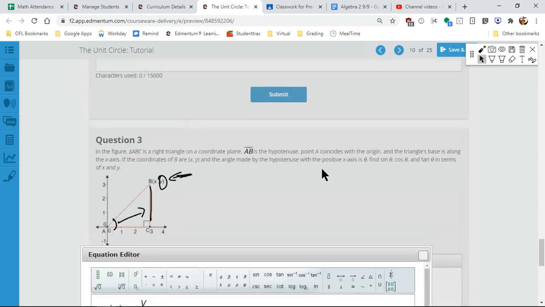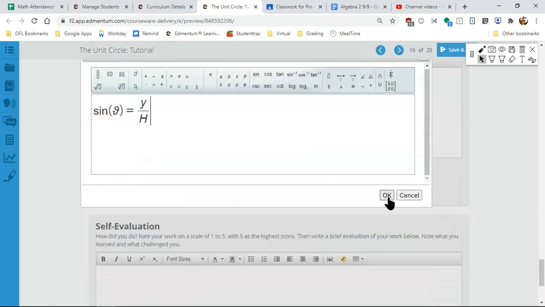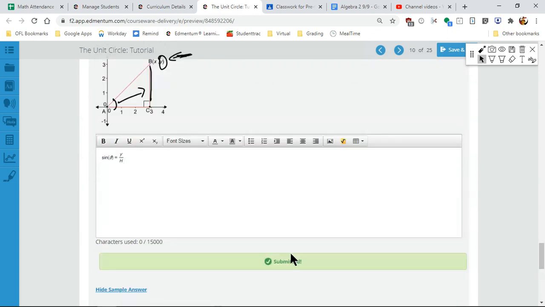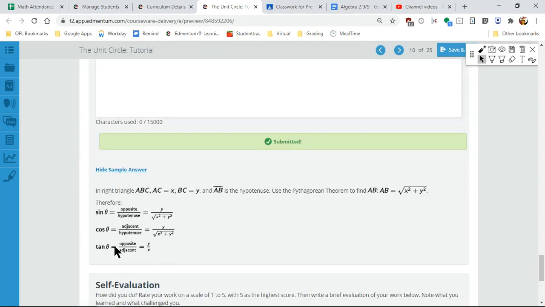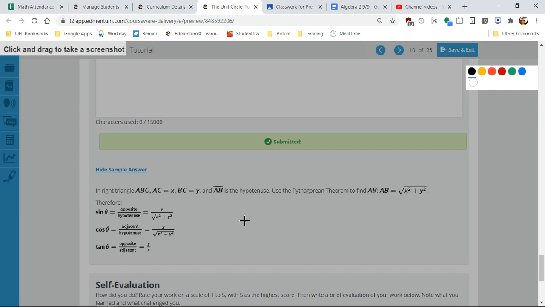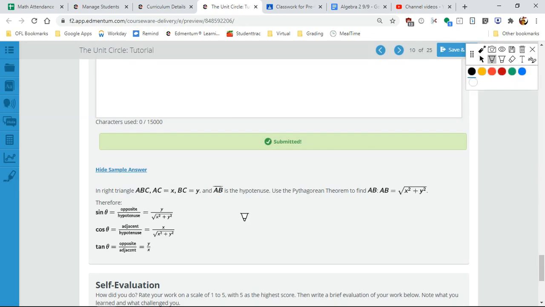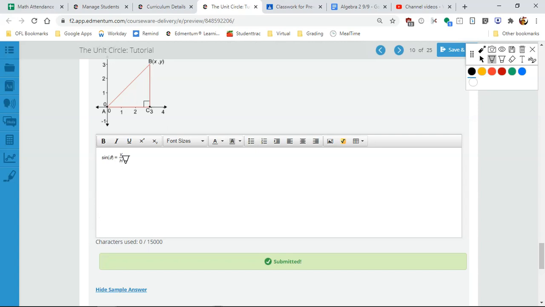Did it say it's a unit circle? It doesn't say what our hypotenuse is. So you guys can leave it as just an h for hypotenuse. Edmentum wants you to solve for the hypotenuse. So hypotenuse squared equals x squared plus y squared. That's going to turn into this. You can just call it hypotenuse or you can call it AB. I don't care.